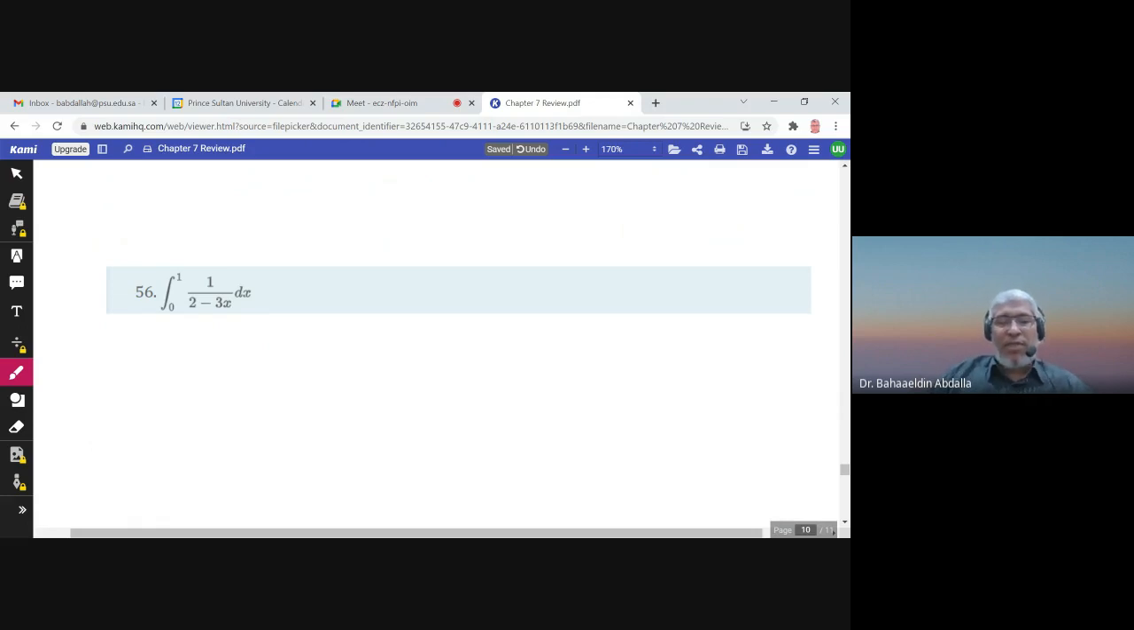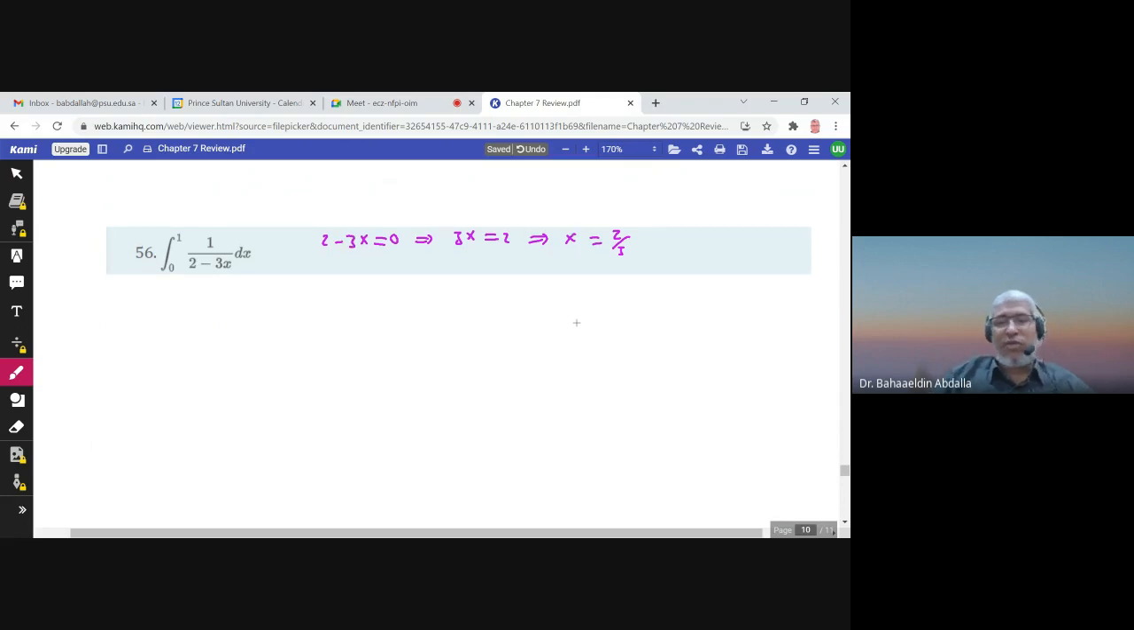Here the number that makes the denominator 0 would be 3x equals 2. So x is 2 over 3. And this number is between 0 and 1, so the function is not continuous. So this is an improper integral, and I have to write it from 0 to 2 over 3, plus from 2 over 3 to 1.